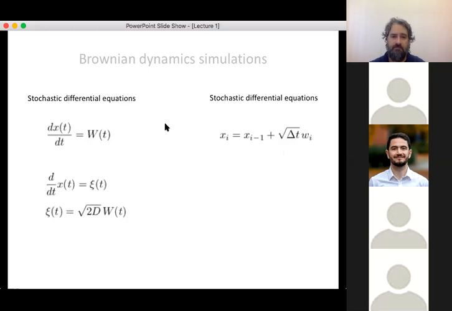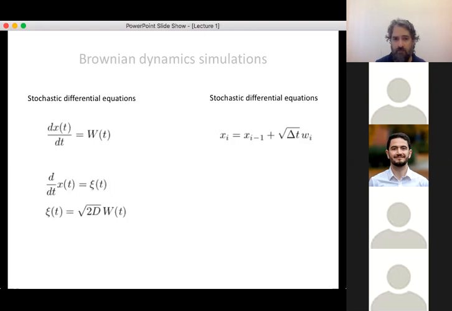So let's now move one step further. Instead of a noise of intensity 1, we can imagine having a noise with a certain strength, different from 1, so that a noise xi of t is equal to square root of 2D times w(t). The reason why I use 2D is because this refers to the physical concept of diffusion, and the prefactor 2 was put by Einstein, and people keep on using it.